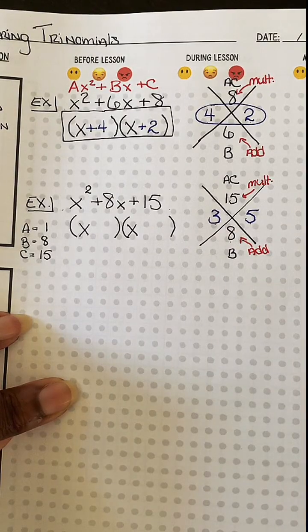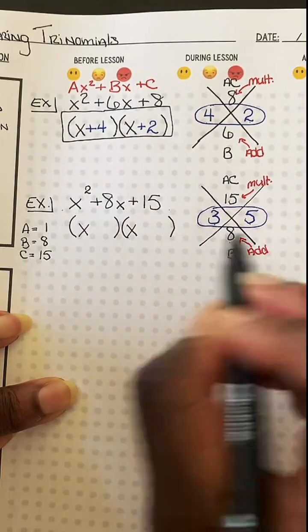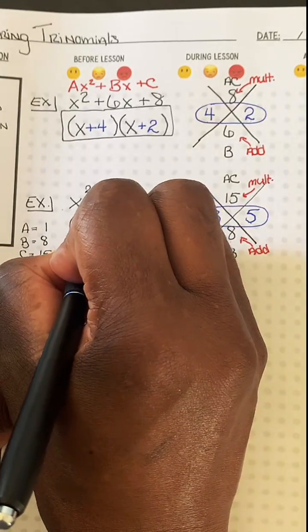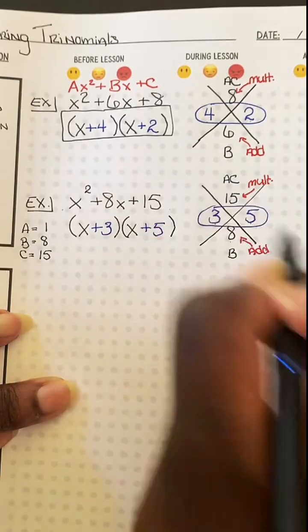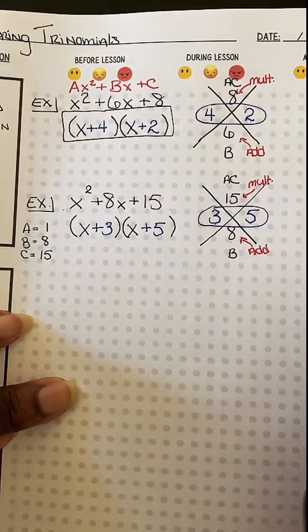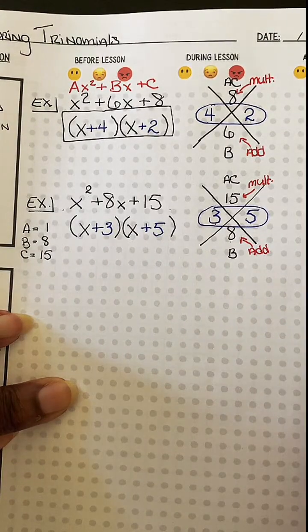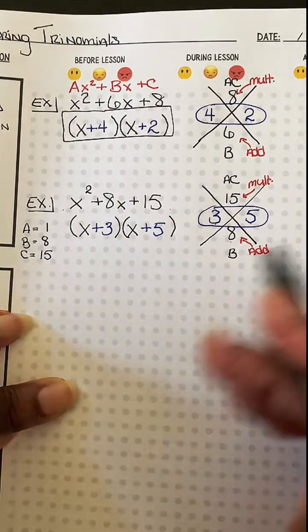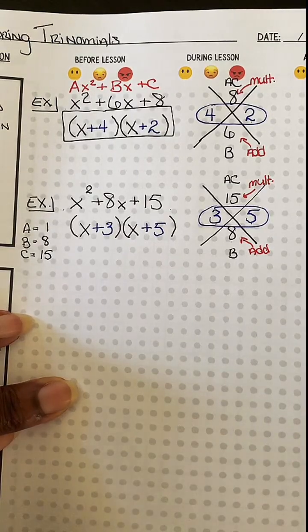So that means the two numbers that we just found, those two factors, are going to go inside the parentheses. So you can say x plus 3, and you can say x plus 5. Now, since we're dealing with multiplication, if you wrote x plus 5 and then x plus 3, that's perfectly fine, because multiplication is what's called commutative. If you go 3 times 5 or 5 times 3, it still gives you 15. And then this is your factored form.